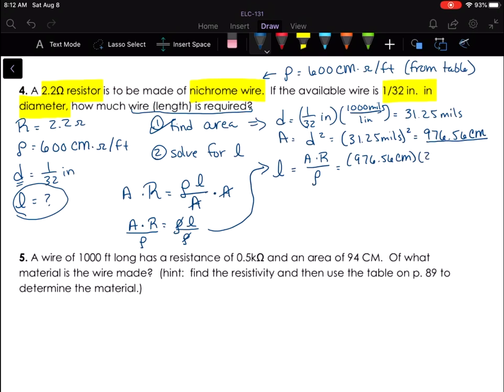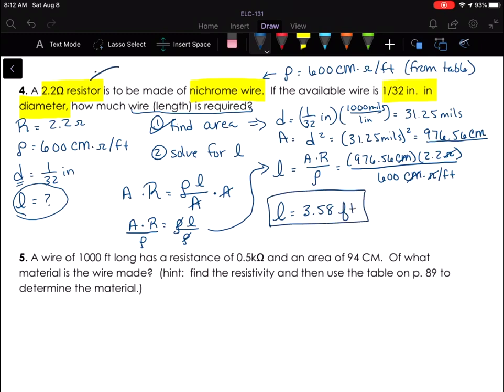I've got my resistance I was given in the beginning, and then my resistivity. If you look at the units again, we've got circular mils on the top and on the bottom. We've got ohms on the top and on the bottom, and then on the bottom we're dividing by feet, which means that's going to actually be the units of our solution. So what we get is about 3.58 feet of copper wire is what we need to have a resistance of 2.2 ohms if this is our diameter of that.